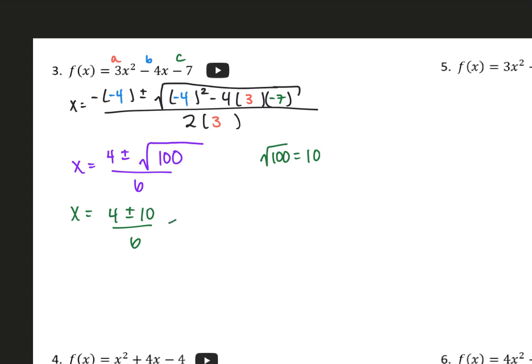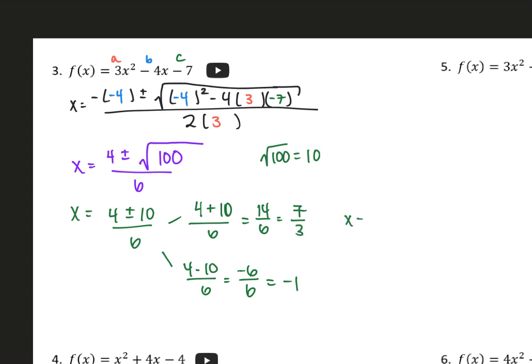So we are going to end up with two rational numbers: 4 plus 10 over 6, and 4 minus 10 over 6. So 4 plus 10 is 14 over 6, and 4 minus 10 is negative 6 over 6. This ends up simplifying to negative 1, and this ends up simplifying to 7 over 3. So my two solutions are 7 over 3, and x equals negative 1.